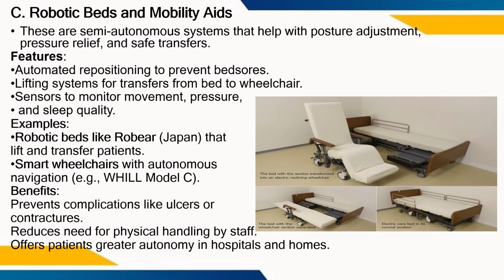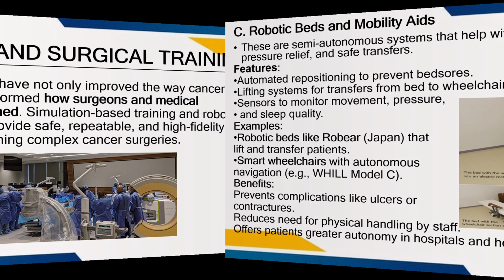Next is the smart wheelchair with autonomous navigation, for example, WHILL Model C. What are the benefits? Prevents complications like ulcers or contractures, reduces need for physical handling by staff, and offers patients greater autonomy in hospitals and homes.